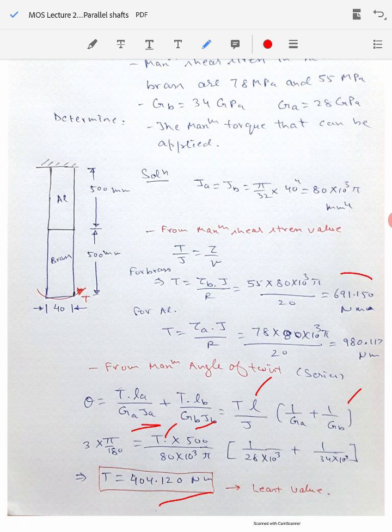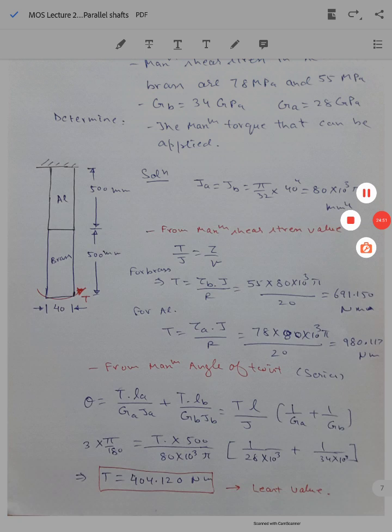You see, amongst the three values that we have calculated, 691, 980 and 404, this is the least value. Because we need to choose the least value amongst them, which will be the maximum permissible value. So the maximum amount of torque that this composite shaft can transmit for the given restrictions is 404 Newton meter. Okay, so this brings us to the end of our chapter of torsion. In the next lecture we will start the new chapter.